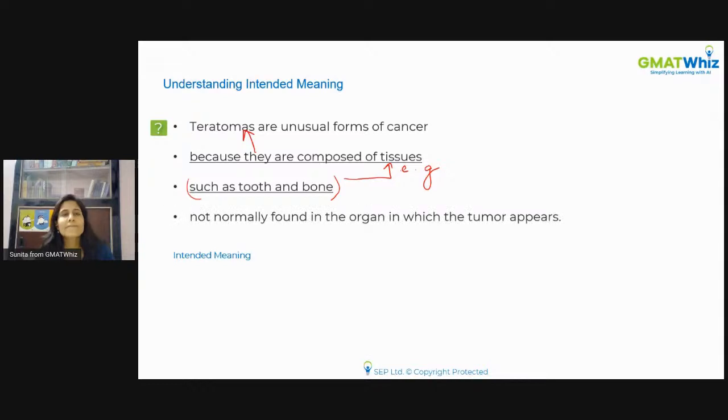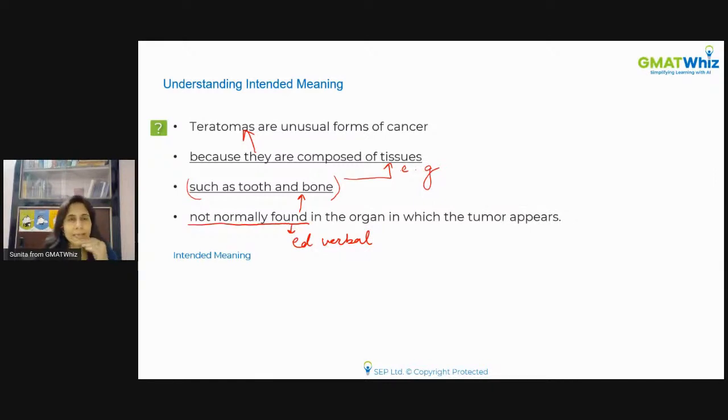Not normally found. Now, if I look at the word found, it looks like a verb, and I ask myself, okay, what found? Do I have a subject for this found? No, nothing found anything. So found clearly here is an ED verbal, okay? And this ED verbal is placed next to tooth and bone, this noun phrase.